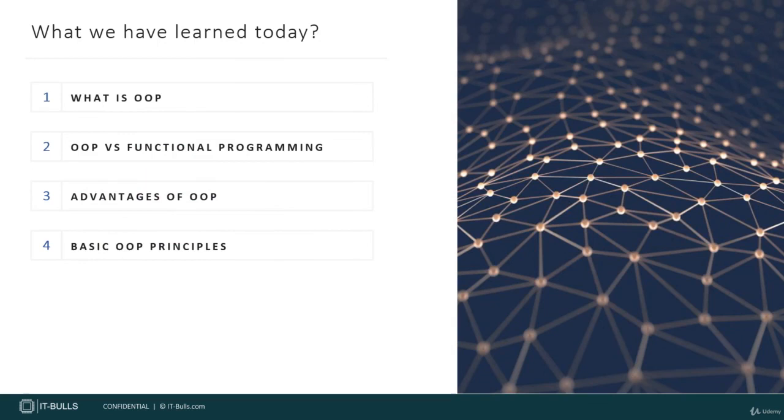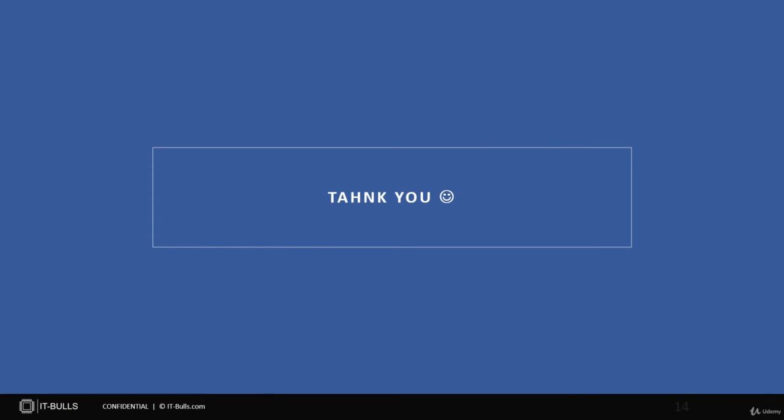Let's take a look now at what we have learned today. Today we learned what OOP is and what the difference is between object-oriented and functional programming. We discussed advantages of OOP and why we need to learn it. And what is also very important, we learned basic OOP principles. That's all I wanted to share with you in this lesson. This is our start of learning object-oriented programming.